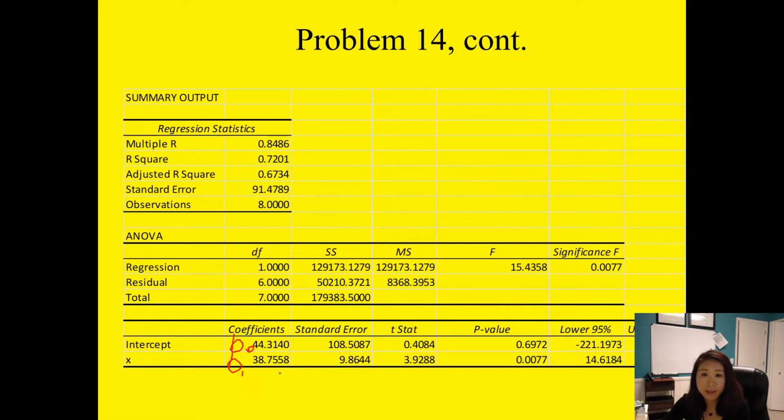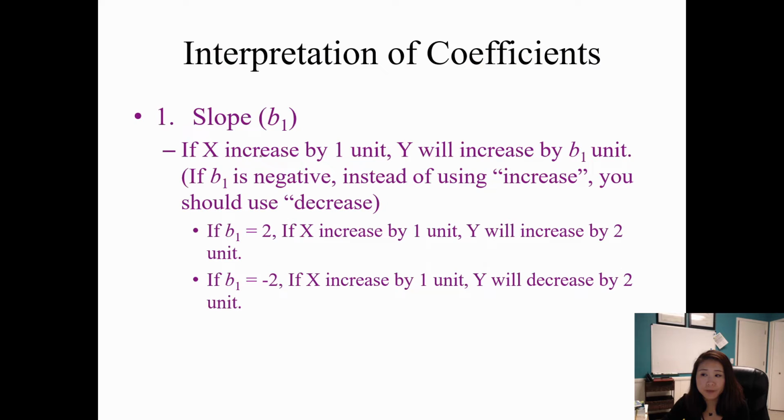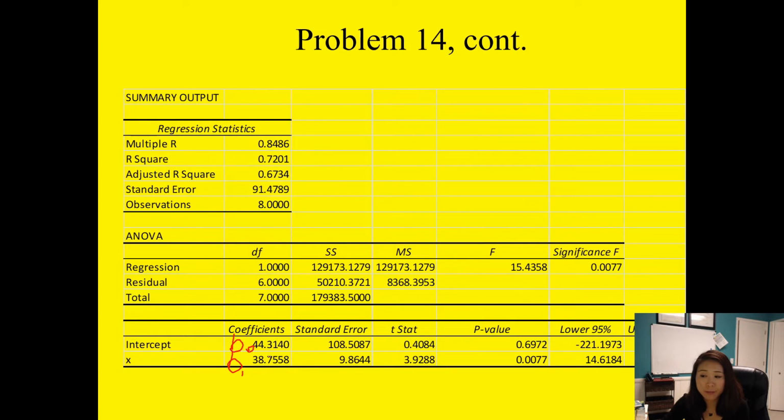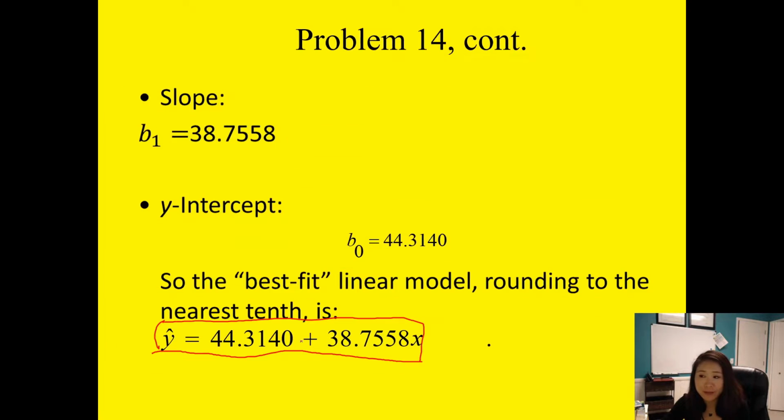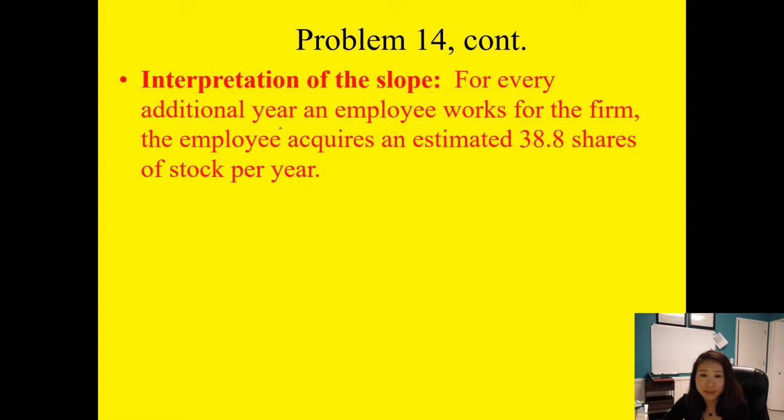That means if the employee works 1 more year, so if the employee's working experience increases by 1 year, the number of shares owned by that employee will increase by 38.7558 shares. That is how you interpret the slope. So let's look at the answer. Interpretation: for every additional year an employee works for the firm, the employee acquires an estimated 38.8 shares of stock per year.